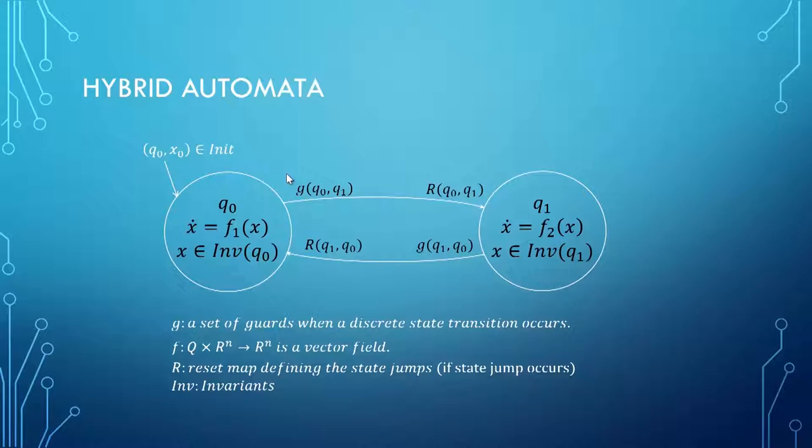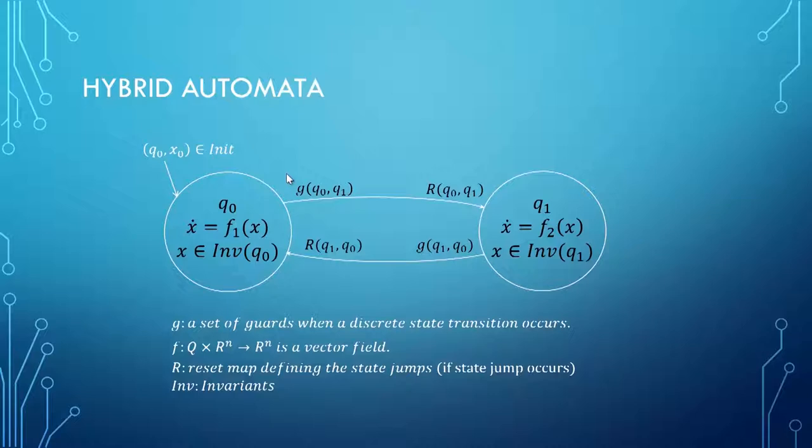When G is a function of Q0 and Q1, okay? And when under some conditions, maybe this function satisfies some condition, then it will switch from Q0 to Q1 or Q1 to Q0, okay? So this condition is G, and this is another G that switches from Q1 to Q0, this system to this system, okay? So G, we call it the guard or guard map, okay?